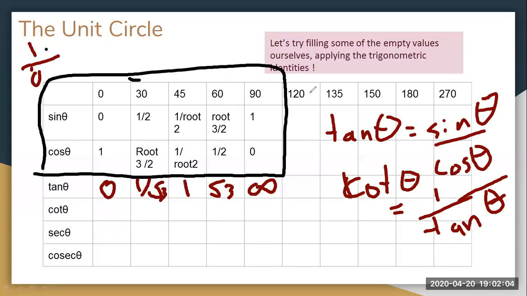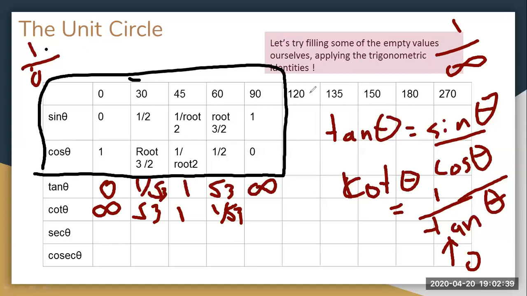So cot theta is equal to 1 by tan theta. At 0 degrees, tan theta is 0, and when you have a reciprocal of 0, cot theta is going to explode to infinity. And 1 by root 3, reciprocal is root 3, and the reciprocal of 1 is 1. This is 1 by root 3, and 1 by infinity is basically 0.